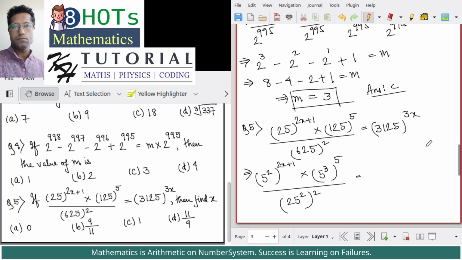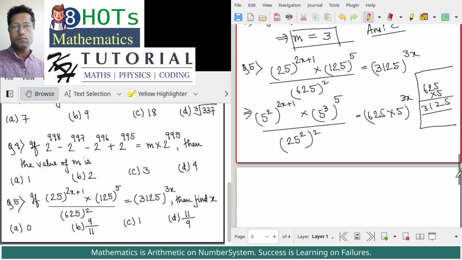I think 625 multiplied by 5 is 3125. Let me see, 25... yes. So this is 625 multiplied by 5, this whole raised to the power 3x. So that was a side calculation.